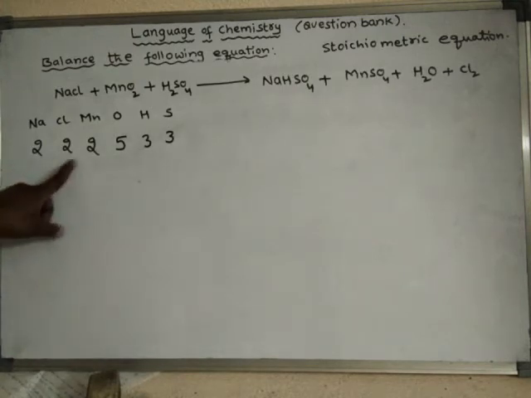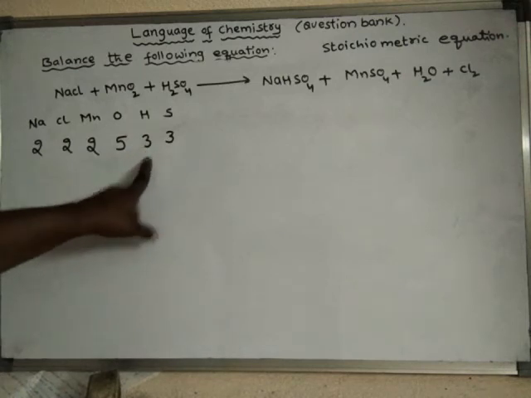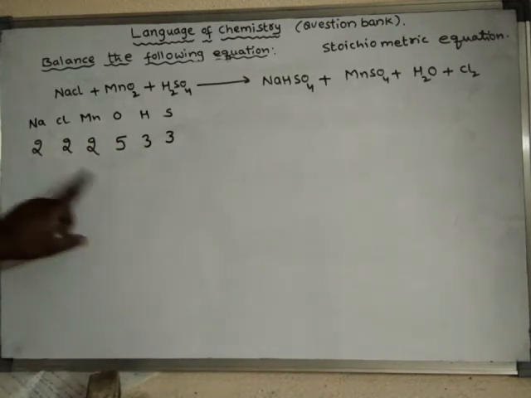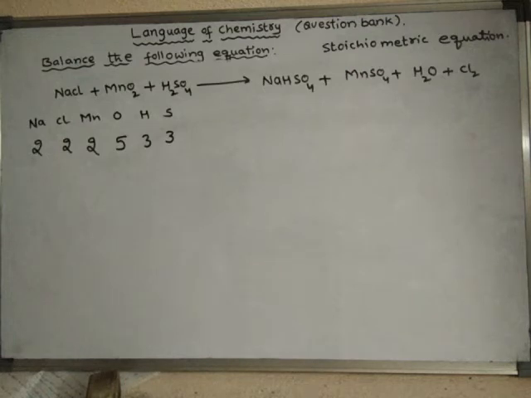So these three are having lowest frequency number, and oxygen is having highest frequency number, and hydrogen and sulfur are having intermediate frequency numbers. So first we have to arrange these elements. When more than one element is having the same frequency number, we have to write the metallic element first.